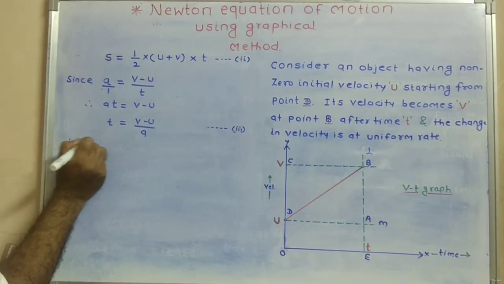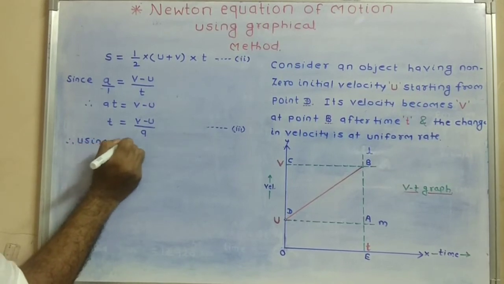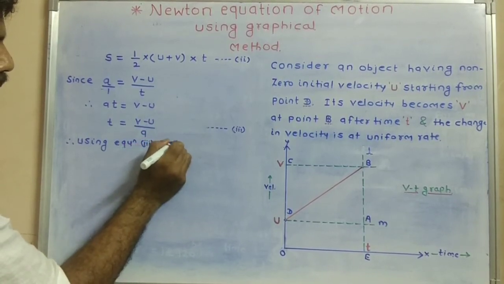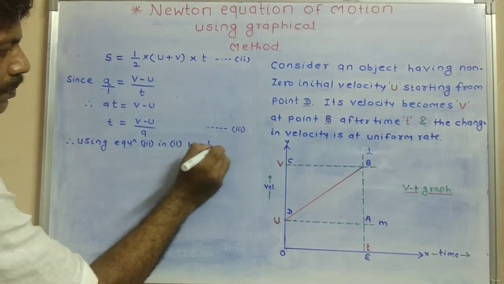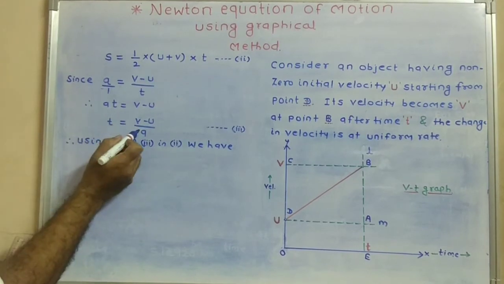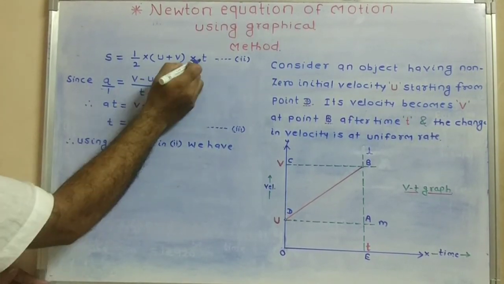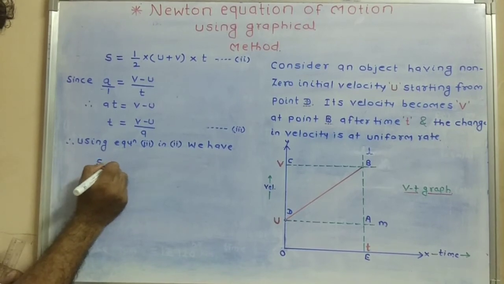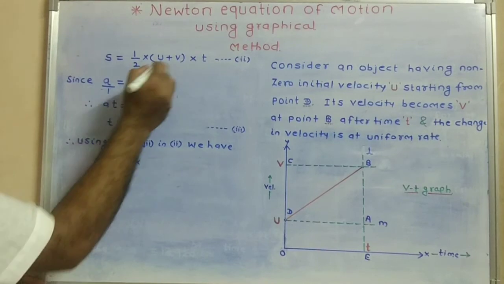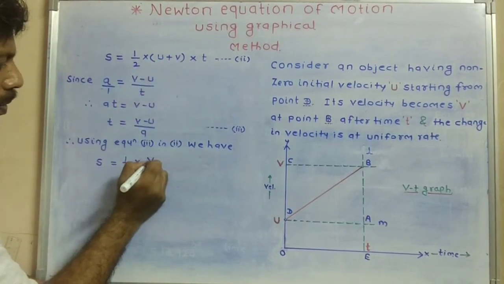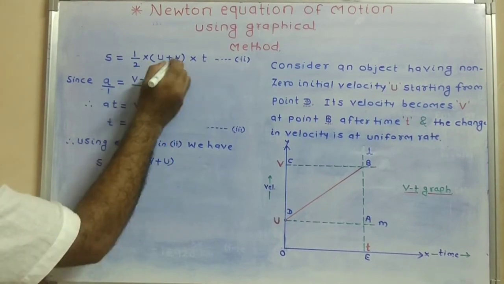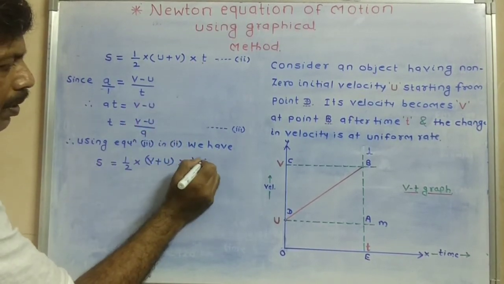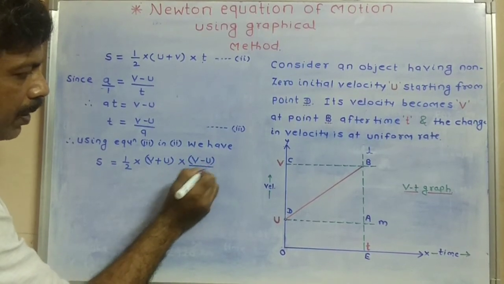Therefore, using equation 3 in 2, we have, we need to use this third equation in it. That means, in place of T, we write the value of T, that is V minus U upon A. Therefore, S is equal to half multiplied by, in place of U plus V I am writing V plus U, because U plus V is equal to V plus U. In place of T I am writing V minus U divided by A.